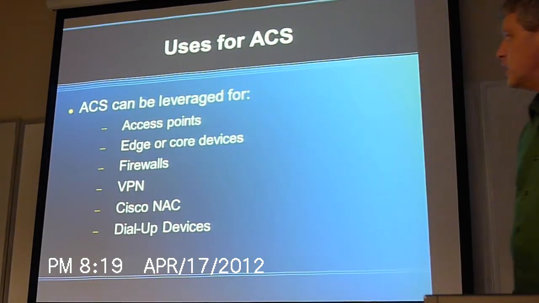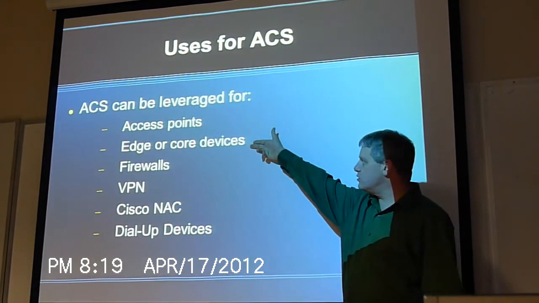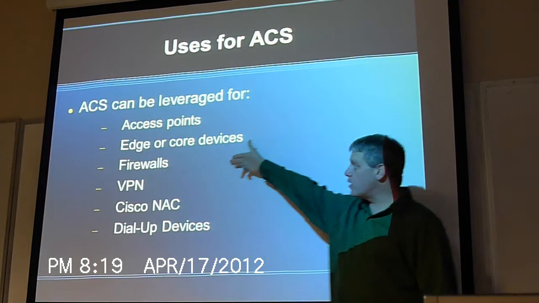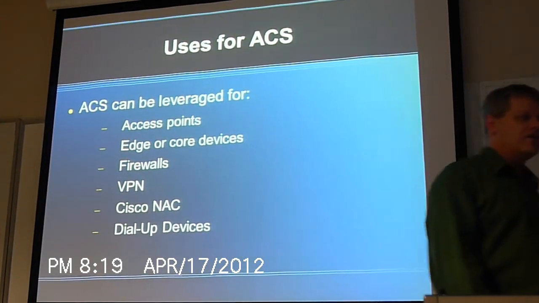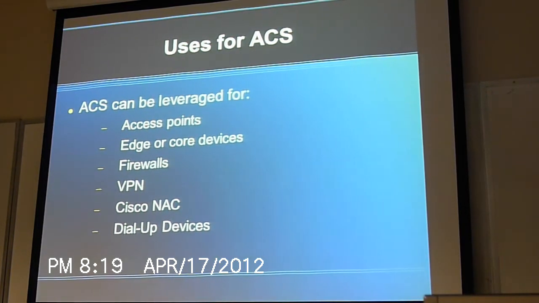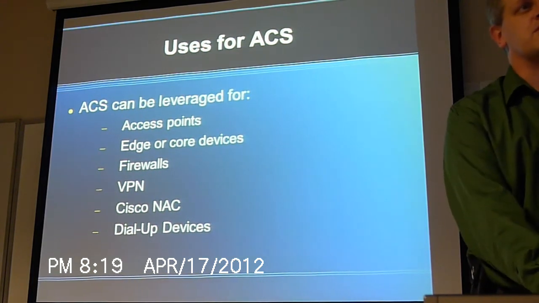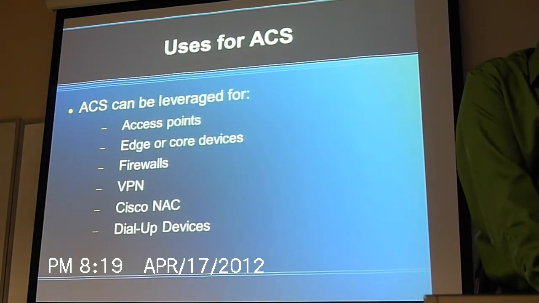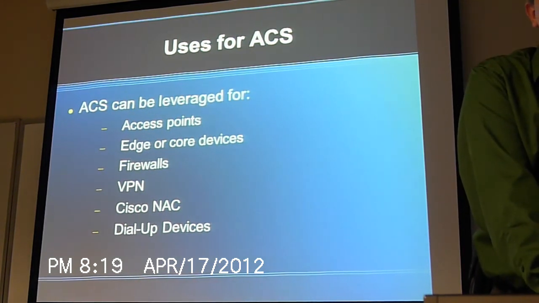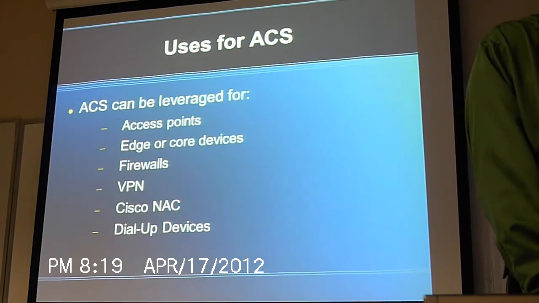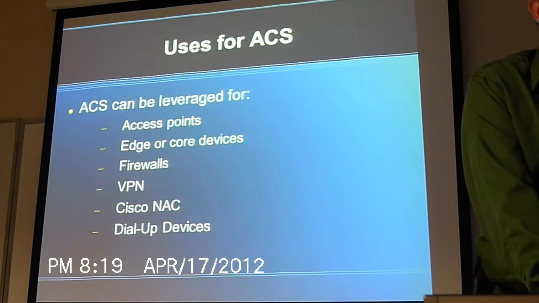What do we use them for? Well, they can be leveraged for authenticating access points, edge or core devices like routers and switches and firewalls, VPN concentrators. You can authenticate users against a VPN via an ACS box. They can be set up for NAC. They can be set up for dial-up services, such as modems. Okay, they have a lot of different uses. ACS has been around for a good 15 years now, and it is one of the cornerstone tools that you should have on a network for security. Right?